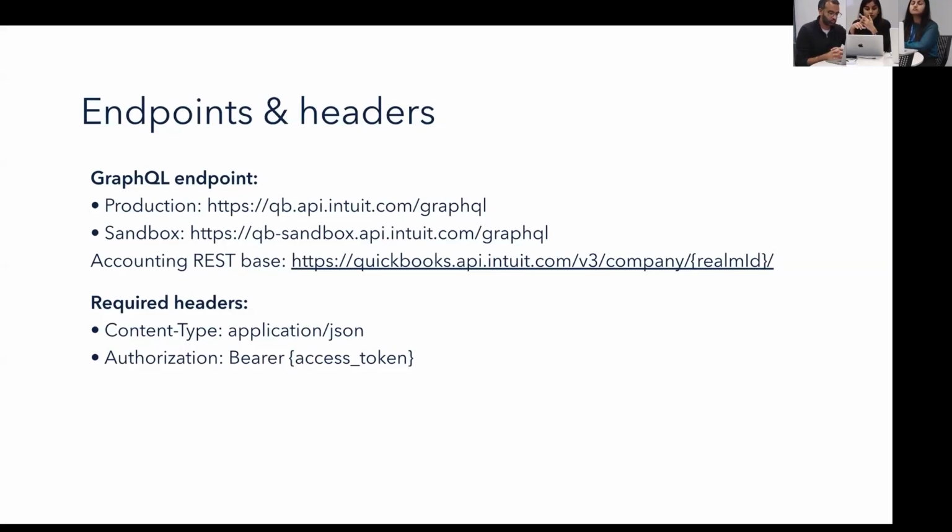You will need two main headers. One is your content type, which is application JSON. The other is your authorization header, which is nothing but the access token that you got from your OAuth, appended with the bearer. It is a required header to make any API call.